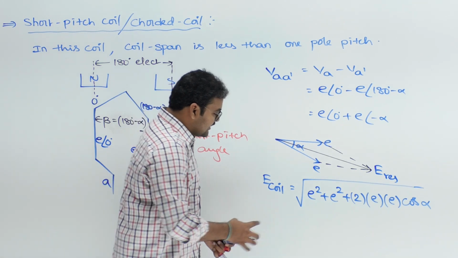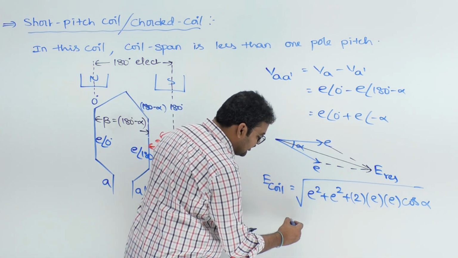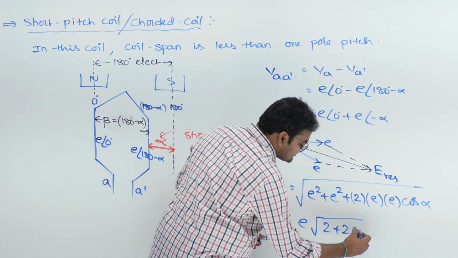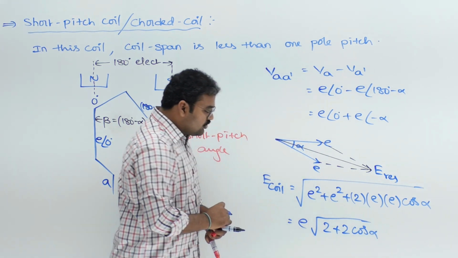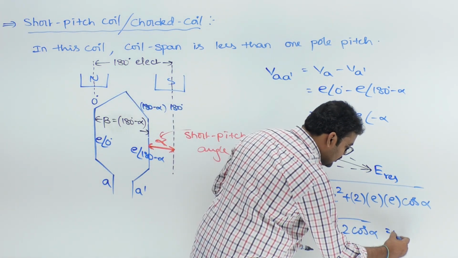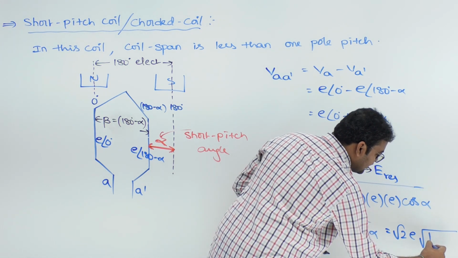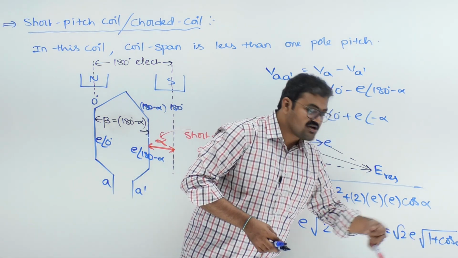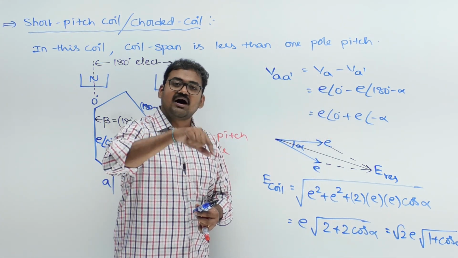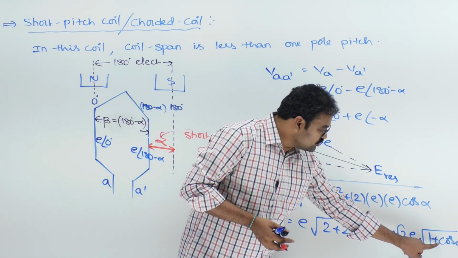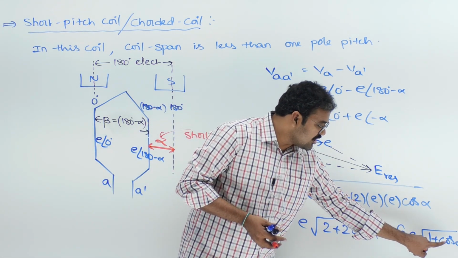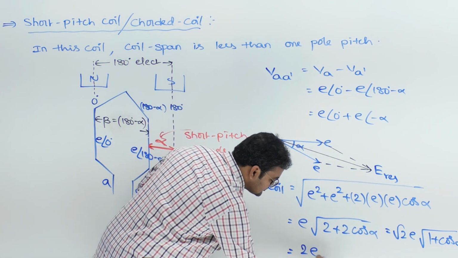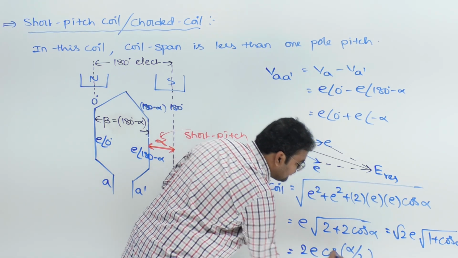What is the common thing you can take? E square you can take common. Therefore, out of the root it becomes E into square root of 1 plus 1, 2 plus 2 cos alpha. And you can take root 2 also common. Then it becomes root 2 into E square root of 1 plus cos alpha. And you can write 1 plus cos alpha as 2 cos square alpha by 2. Root over 2 cos square alpha by 2 means you will get root 2 cos alpha by 2. Already one root 2 is there. What is the final mathematical equation? It becomes 2E cos alpha by 2.